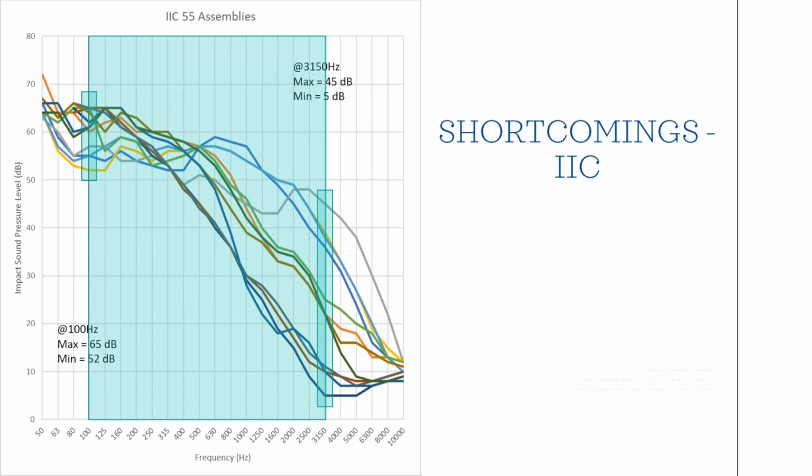On the other end, at the highest frequency, 3,150 hertz, the minimum was 5 dB, and the maximum was 45 dB. That's a 40 dB difference. That's a huge, huge difference, right? So we have these massive changes in these assemblies and their frequency content, but they all have the exact same IIC rating. If we looked at these assemblies just in terms of their IIC rating, we'd say they're all equivalent. But if you actually were to stand beneath one while somebody walked around on it, or you had the tapping machine, they would sound totally different.